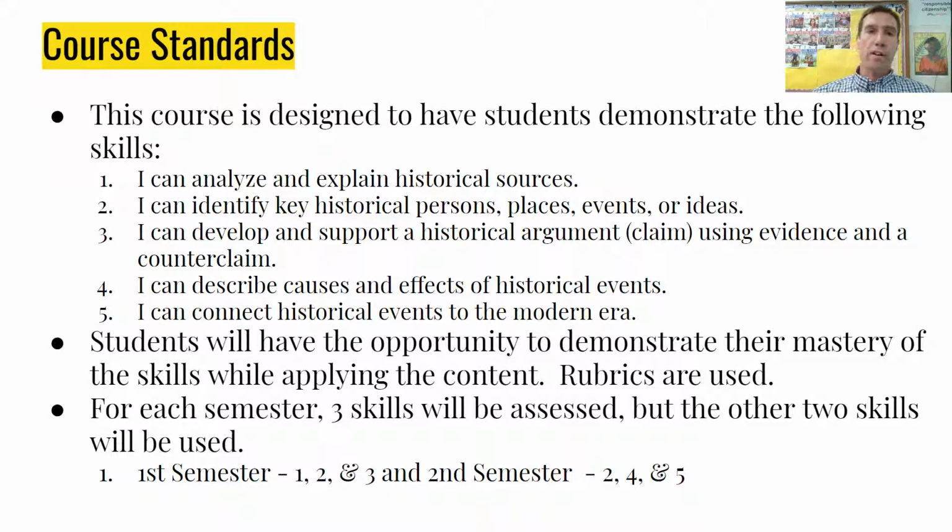This course has 5 standards that we will be assessing students on throughout the year. They are explaining historical sources, identifying key historical persons, places, events, and ideas, which is more of the content, developing a claim using evidence, identifying causes and effects of events, and connecting history with the modern day. First semester, we'll be assessing skills 1, 2, and 3, and in second semester, we'll be assessing 2, 4, and 5.